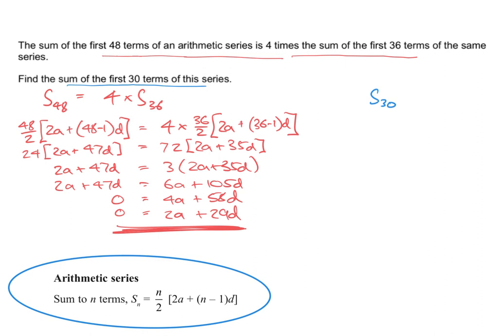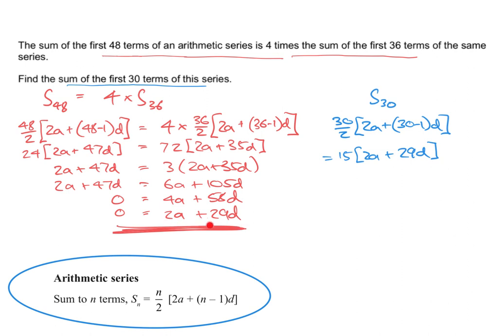And let's just focus on the sum to 30. So our sum to 30, we have n, which is 30, 30 over 2, multiplied by 2a, still don't know what that is, plus n, which is 30 minus 1, multiplied by d, and I still don't know what that is. Let's tidy this up now. We have 15 (2a plus 29d), and, oh, look at that, 2a plus 29d.